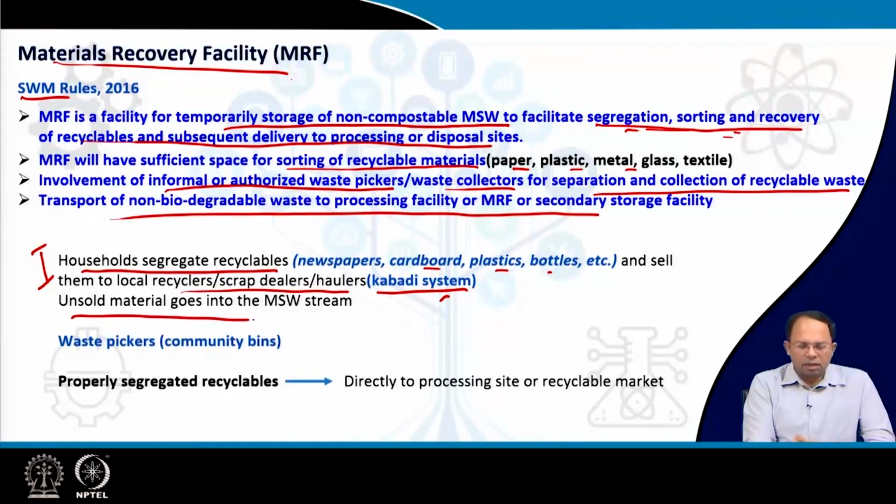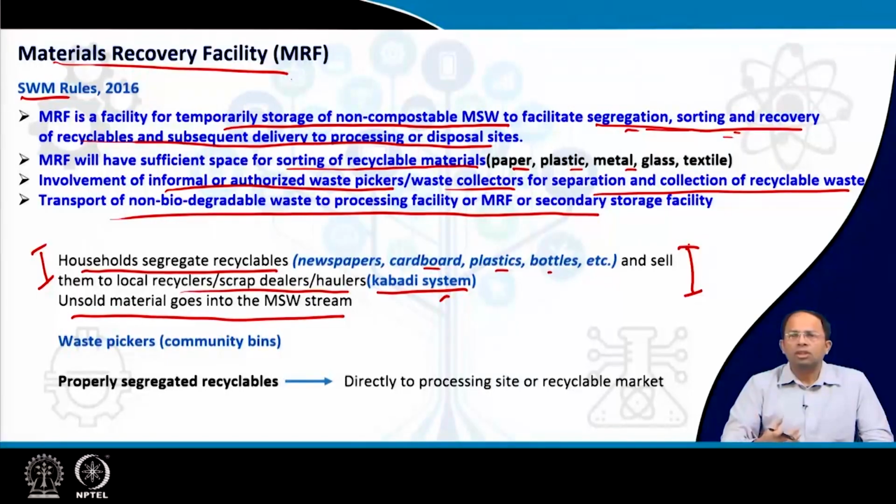And whatever cannot be sold by the household goes into the municipal waste stream. So that is where we are, and that means if I can improve this part further, then the total cost of recycling for the ULB would definitely be reduced, or the amount of material that the ULB has to recycle would be much less.